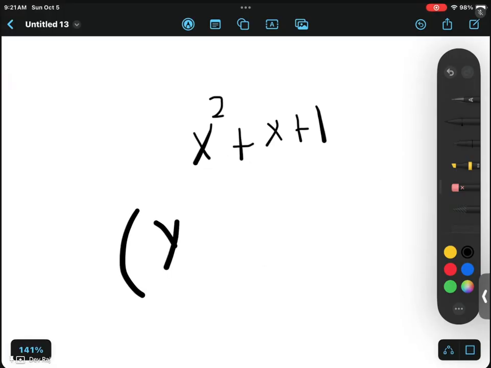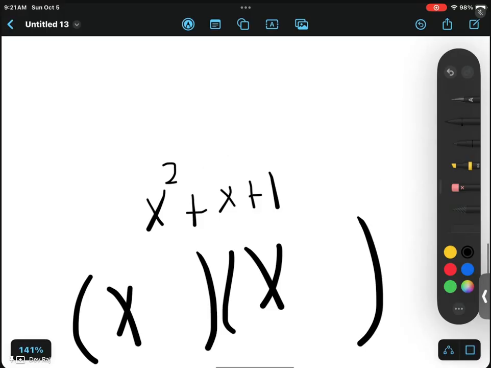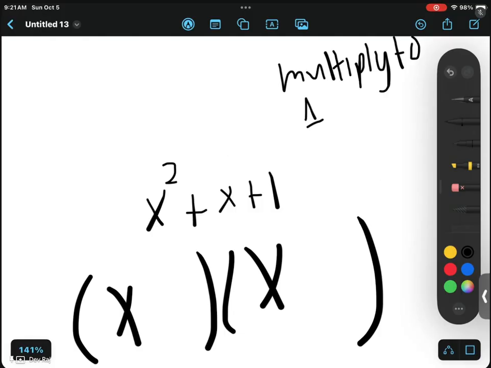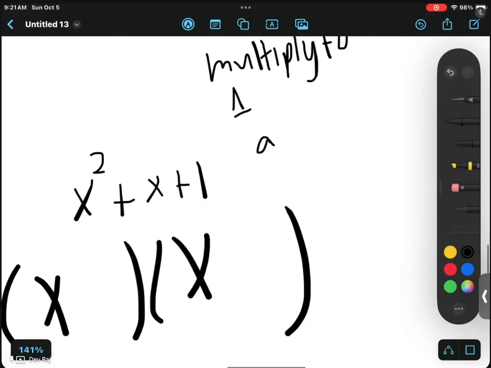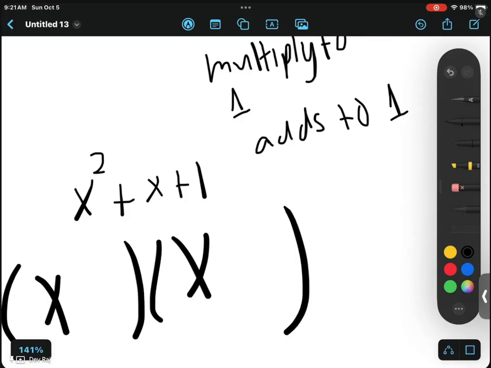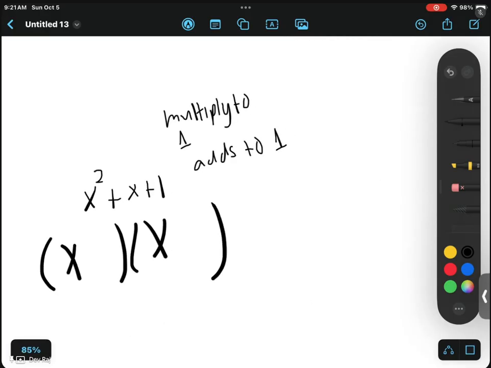You're like x, if you do this, you're like, okay, it multiplies to 1, and then adds to 1, which doesn't really make sense, right? So you really wouldn't be able to do this one, right? It's impossible using this method.